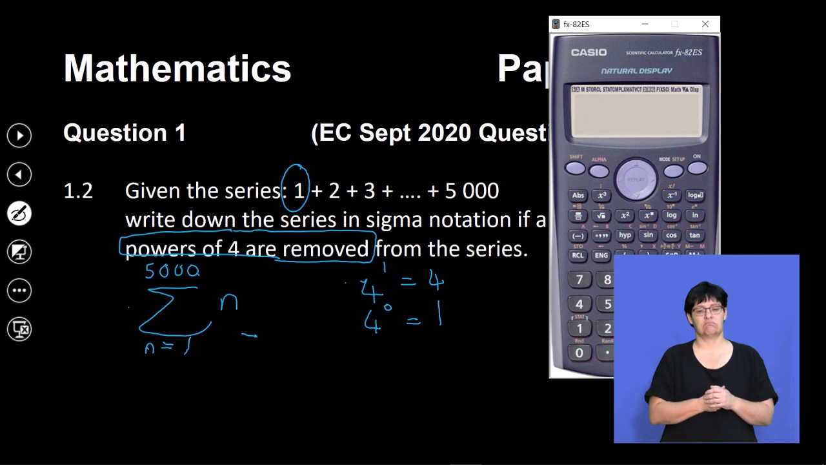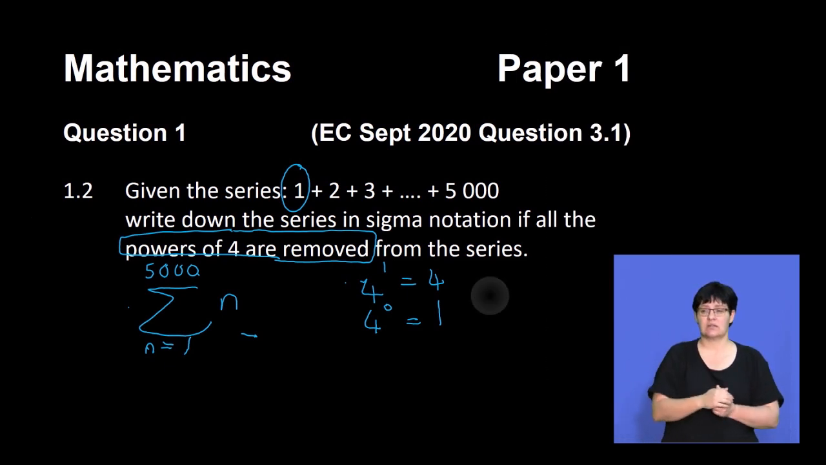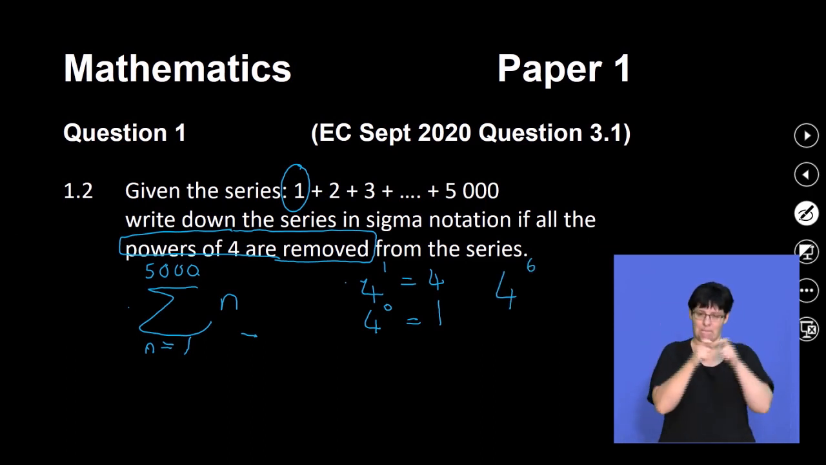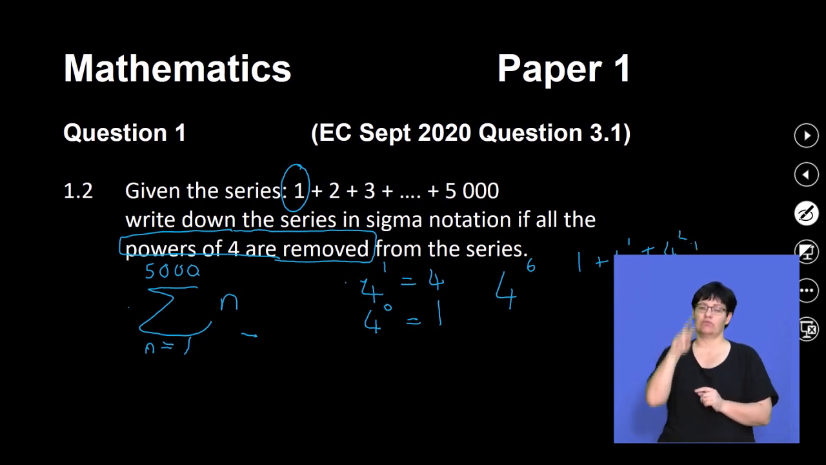Let's try 4 to the power of 5, which gives us 1,024, less than 5,000. If we do 4 to the power of 6, which is 1,024 times 4, that takes us to 4,096. So 4 to the power of 6 is the biggest power of 4 inside that series of numbers. Now we can start getting an idea of how to write 1 plus 4 to the power of 1 plus 4 to the power of 2 plus, all the way to 4 to the power of 6.